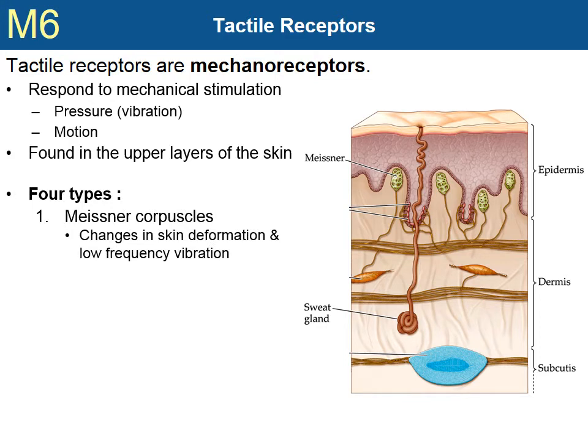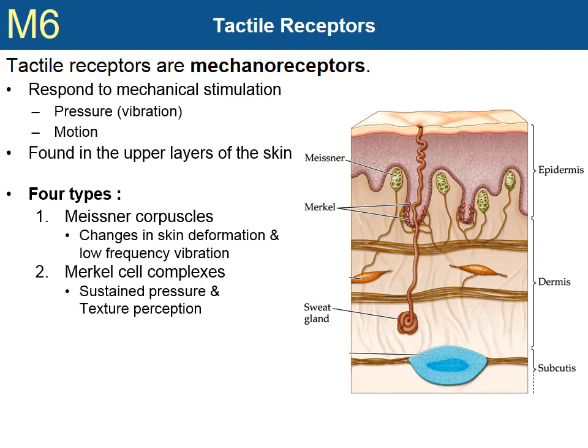The Meissner corpuscles are located near the skin surface and detect changes in skin deformation and low-frequency vibration. The Merkel cell complexes are also near the surface of the skin and detect sustained pressure and are involved in texture perception.